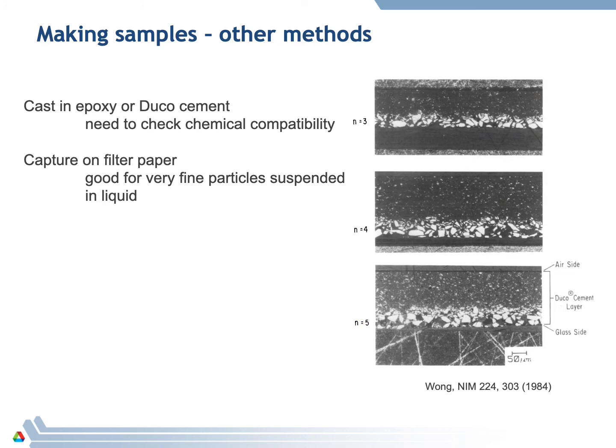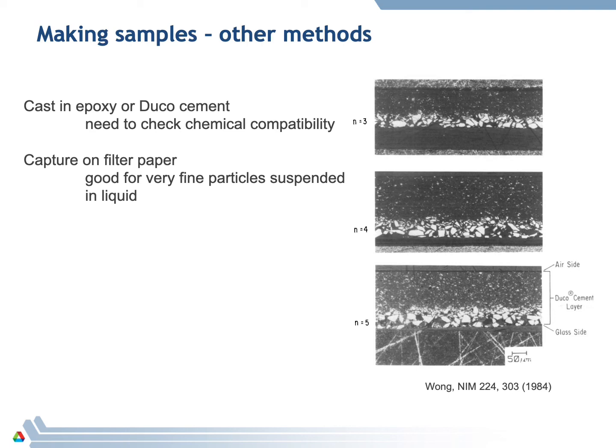Finally, I'll just briefly mention a couple other methods for making samples. You can cast the sample in something like epoxy or Duco cement. It's similar to making a pellet, but you're casting it. You have to be a little careful, though, about the chemical compatibility between the sample and the binder. For example, we made some of those high Tc YBCO samples in epoxy. They seemed okay for the first measurement, but when we came back a few months later and measured the same samples, we found that they had changed. They had actually reacted very slowly with the epoxy.